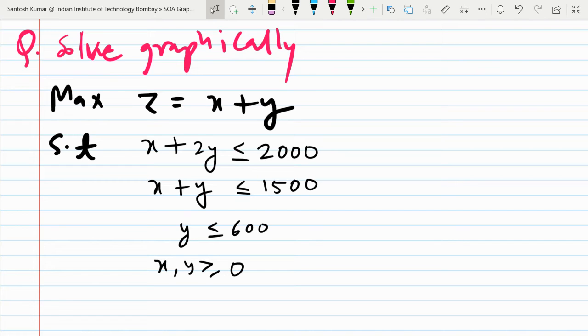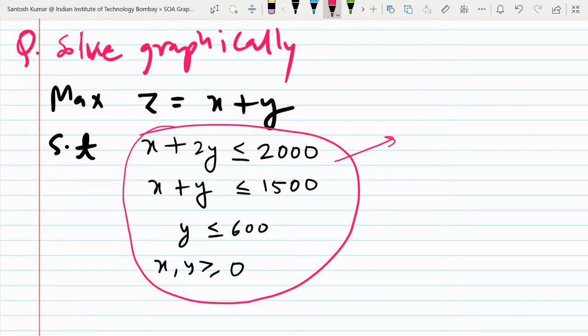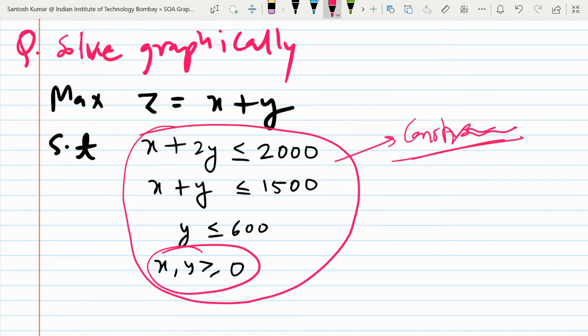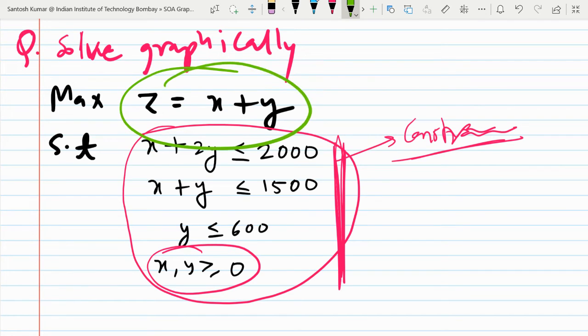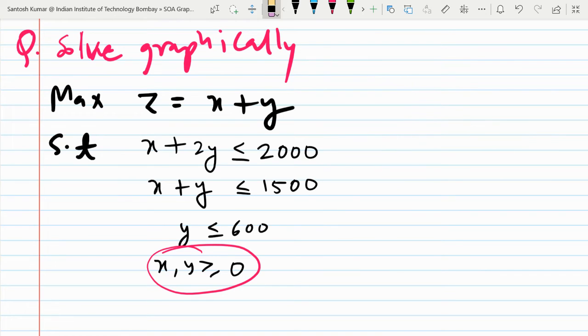So what are the steps to solve this? The first step is to draw a graph of this. These are called constraints, and this is specially called the non-negative condition. So first you have to draw these lines. Then we have to select the corner points. At each corner point, we find the value of the objective function, and the one at which you get the maximum value of the objective function, that corner point will give you the optimal solution. So let me solve it stepwise.